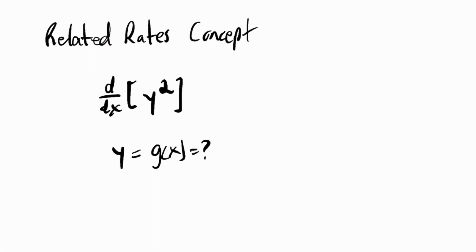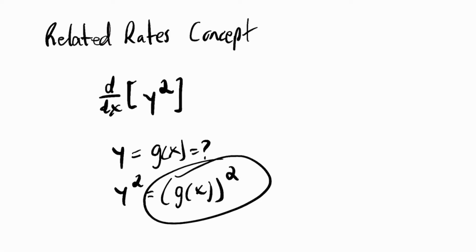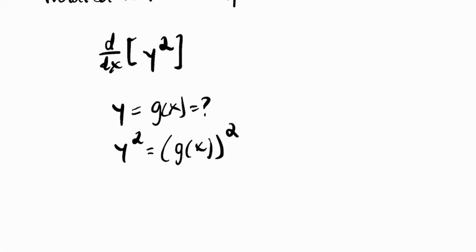So when we have y squared as the input for this derivative operation, we have a function of a function. This is g of x squared. y squared equals g of x in parentheses squared. We have an inside function and an outside function, so we need to use the chain rule. Applying the chain rule, my outside function is 2 times something.